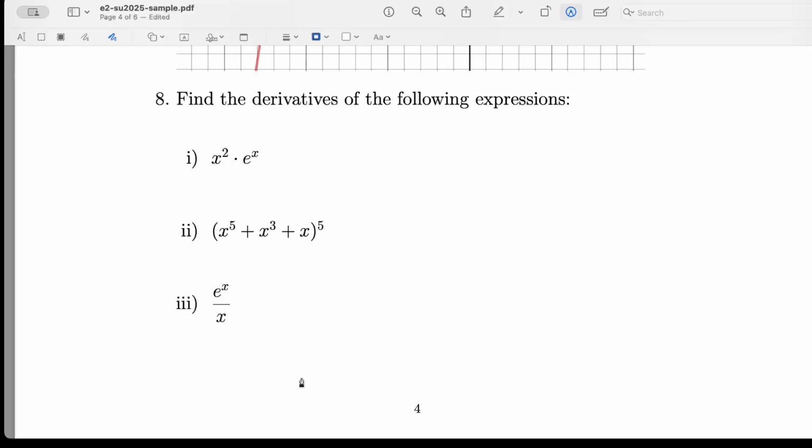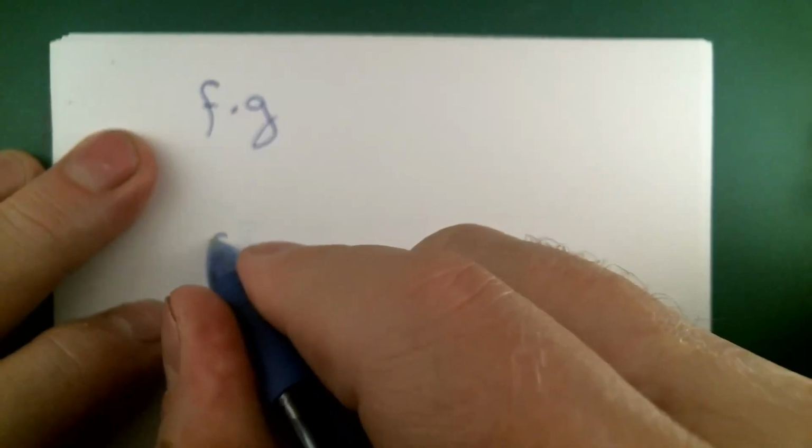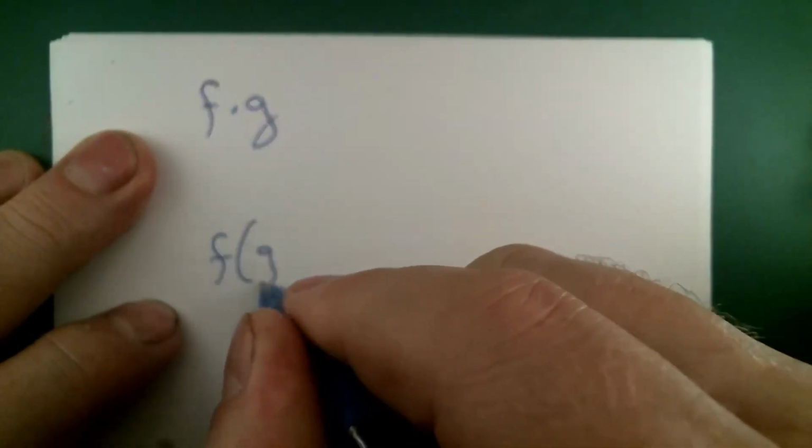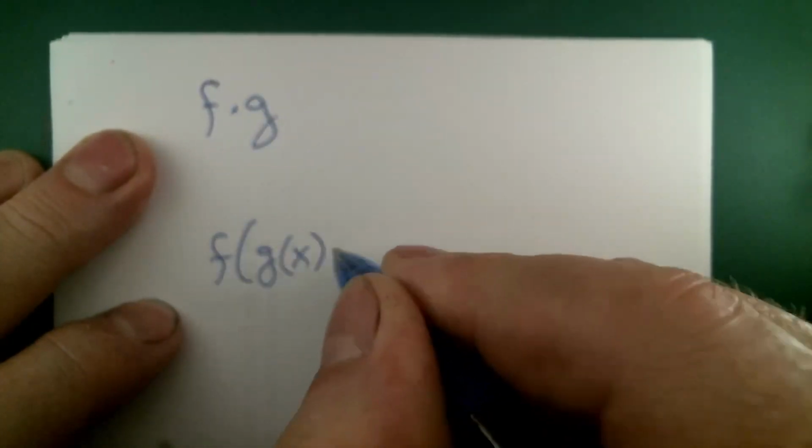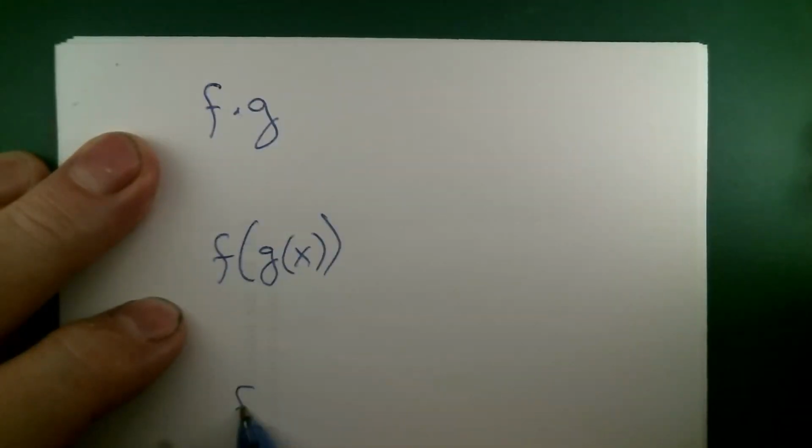We got a little more work to do on document cam, I think, because this one is going to require us to write a few things. Let me first say there are a couple of things that you should definitely make sure are on your crib sheet. These rules for derivatives: the product rule, the chain rule, and the quotient rule.